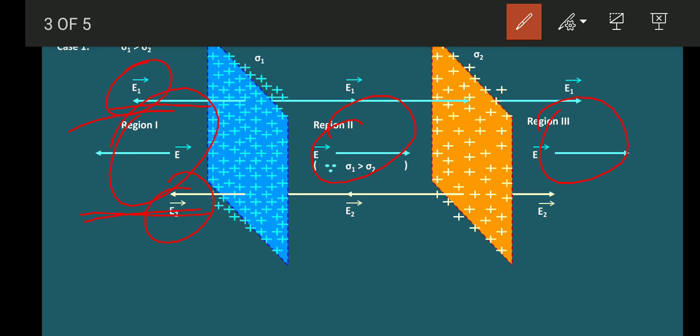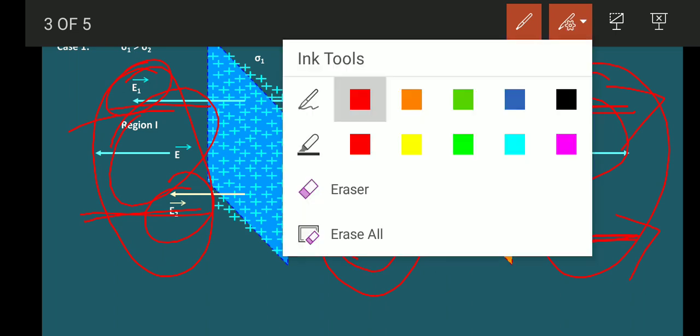But in region 2, electric field E1 acts in this direction, but electric field E2 acts in this direction. That means they are acting radially opposite to each other. Then in the third region, electric field E1 acts in this direction and electric field E2 acts in the same direction. That means here the electric field intensity will be added together, here also it will be added together, but here it is subtracted because they are acting opposite to each other.